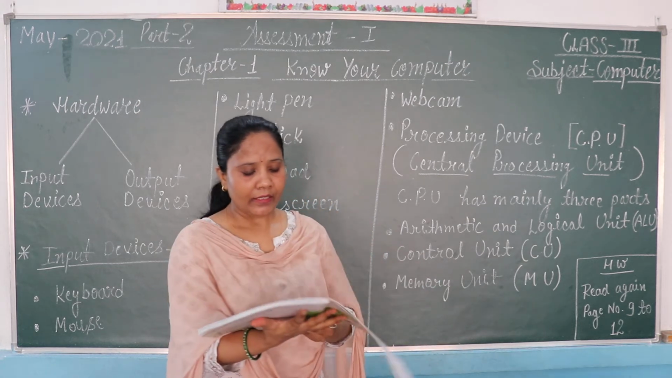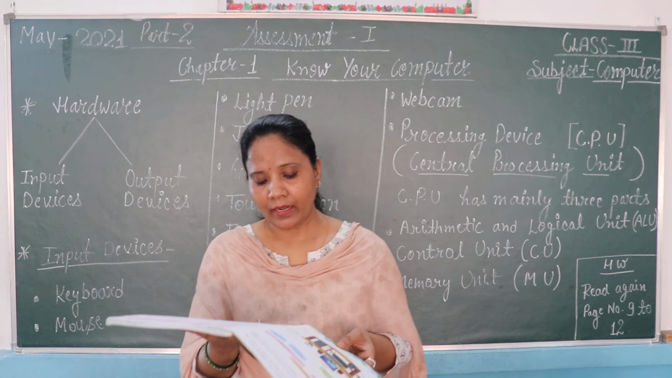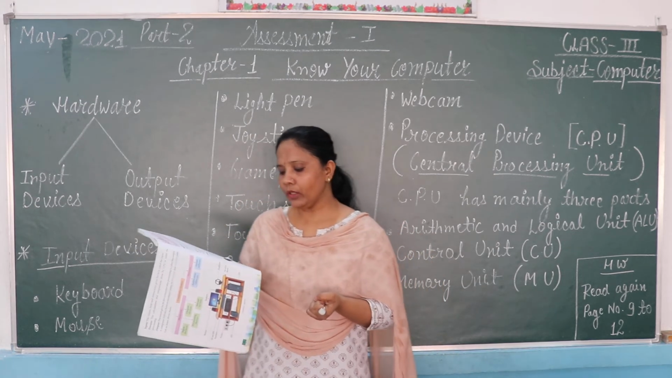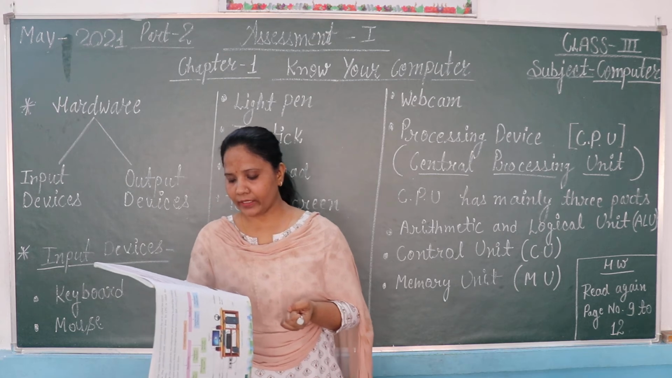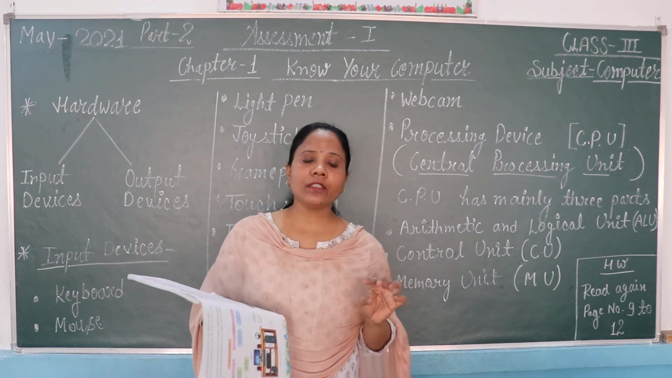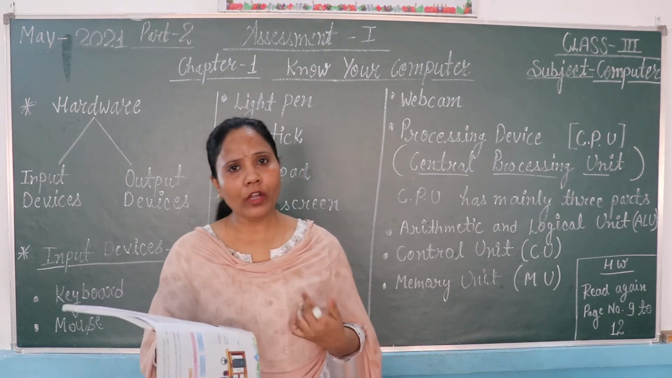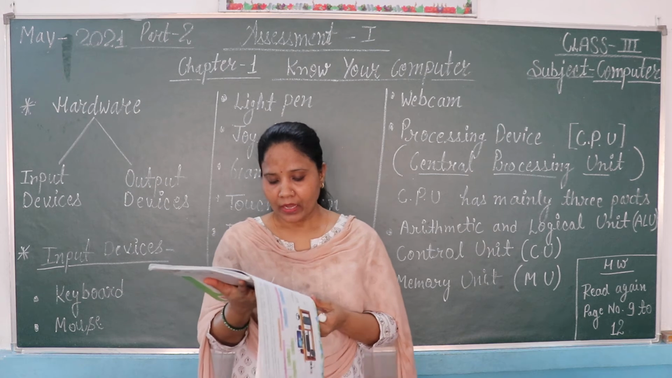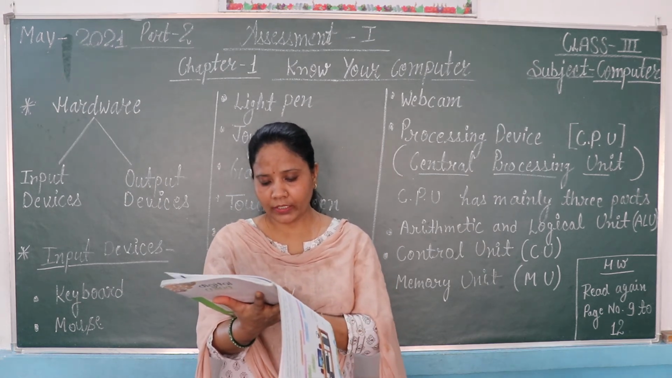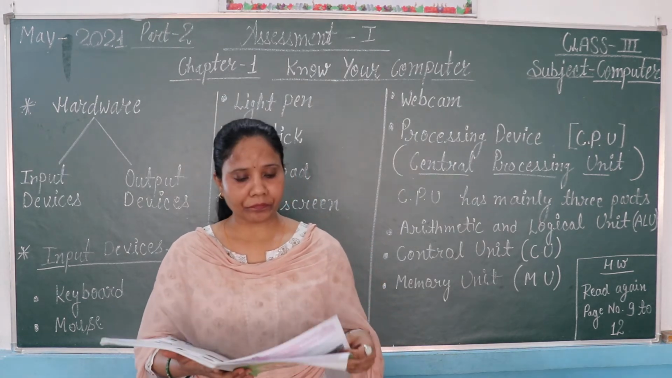And next is light pen. What is the use of a light pen? A light pen looks like a real pen. It is used to input by selecting objects and drawing directly. It is used just like a real pen. We can write anything and draw anything with this light pen, just as we draw a picture with a normal pen on paper, right?